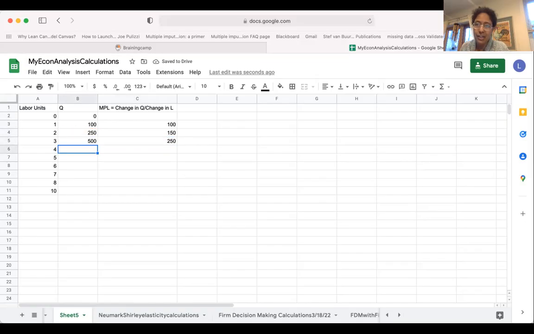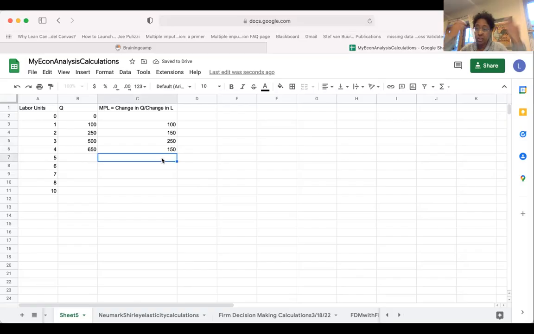Now, what does diminishing returns mean? With diminishing returns, I'm going to hire that fourth unit of labor, and my marginal product is not going to be as high. So instead of 250, let's go back down to 150. What does that mean? It means that the fourth unit of labor added 150. So if I had 500 before, I'm going to add that now.